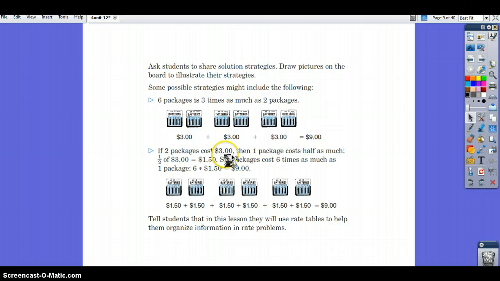So if 2 packages cost $3, then 1 package costs half as much, so half of $3 is $1.50. 6 packages cost 6 times as much as 1 package. So again, 6 times $1.50 equals $9. In this lesson, you will use rate tables to help you organize information in rate problems.